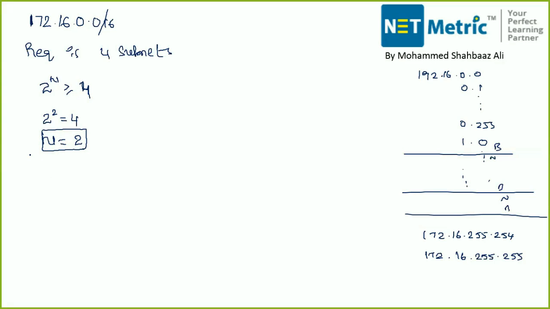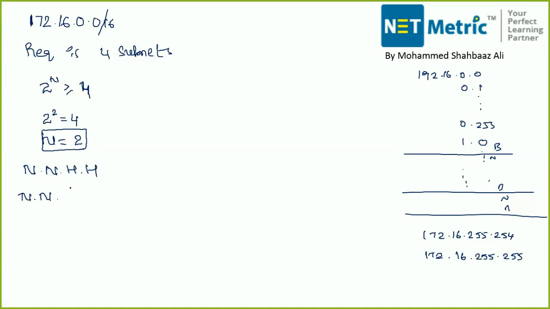Previously it was class C, so I had taken 3 network octets and 1 host octet. This is class B, so how many network octets and how many host octets? 2 network and 2 host octets. Network, network, host and host. So in these 2 network octets, we cannot do anything, so I will write network.